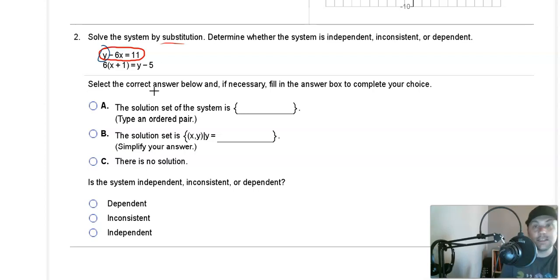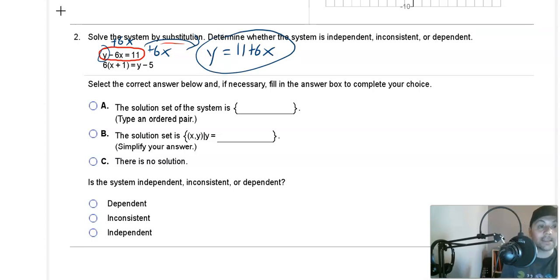So I'm looking for the easiest path. And the easiest path to me looks like it's going to be solving this for y. I can do that pretty easily by just adding the 6x over to the right-hand side. And so I'll get y is equal to 11 plus 6x when I solve the top equation for y. Now that I have it solved for y, I want to plug that into the bottom equation. So make sure you plug it into the other equation that hasn't been used yet when you do this.